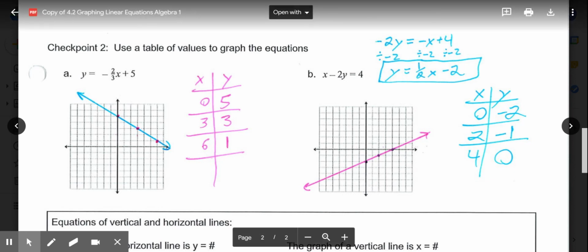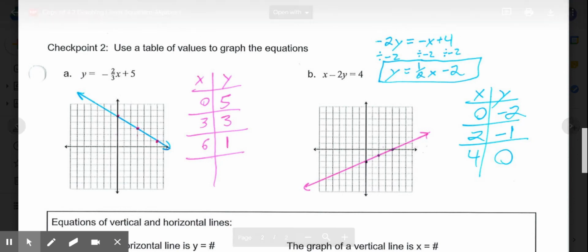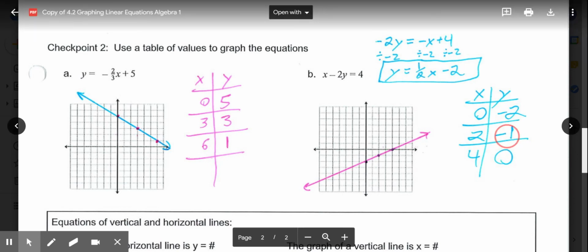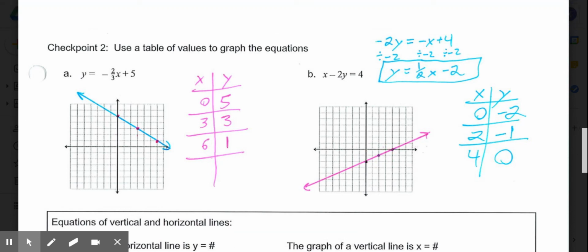0 multiplied by anything is 0. Minus 2 gives me a -2. Half of 2 is 1. 1 minus 2 is a -1. Half of 4 is 2. 2 minus 2 is 0. So now I have my 3 coordinates, or 3 ordered pairs. Over 0 down 2, over 2 down 1, and over 4 down 0. Connect your points, and you have your line.